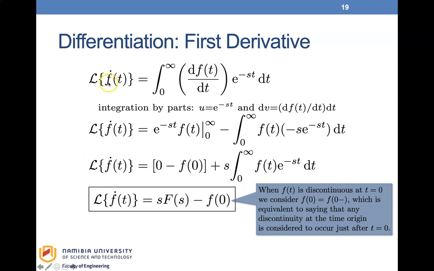Then you have also the differentiation property. Take a first derivative, for example, f dot, which means df/dt. This is a function of time, but its first derivative. You Laplace transform it, you multiply the derivative by the Laplace transform kernel, and then you do integration by parts. You take u equals e raised to minus st and dv equals df/dt dt. Once you do this integration by parts, you arrive at the final solution that the Laplace transform of f dot of t is equal to s F of s minus f of 0. When f of t is discontinuous at t equals 0, we consider f of 0 equal to f of 0 minus, which is equivalent to saying that any discontinuity at the time origin is considered to occur just after t equals 0.